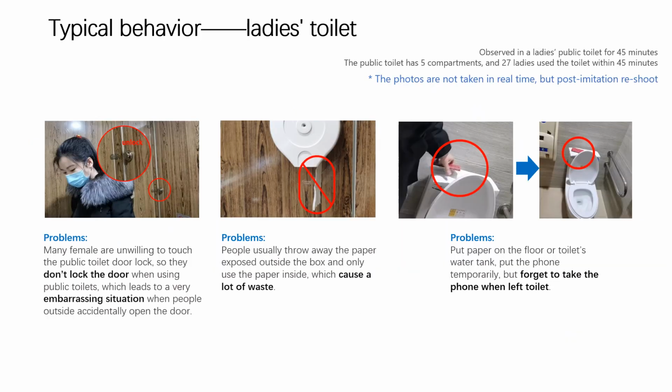After a series of observations, we got 3 main problems. The first one is about the lock. Many people don't want to touch the lock, so sometimes when other people want to come in, some embarrassing things happen. The next thing is about the paper tissue. If we put a lot of paper tissue on the seat, that will cause waste. And the last thing is that sometimes we put our smartphone or something else on the toilet, but when we go out, we may forget to carry it.